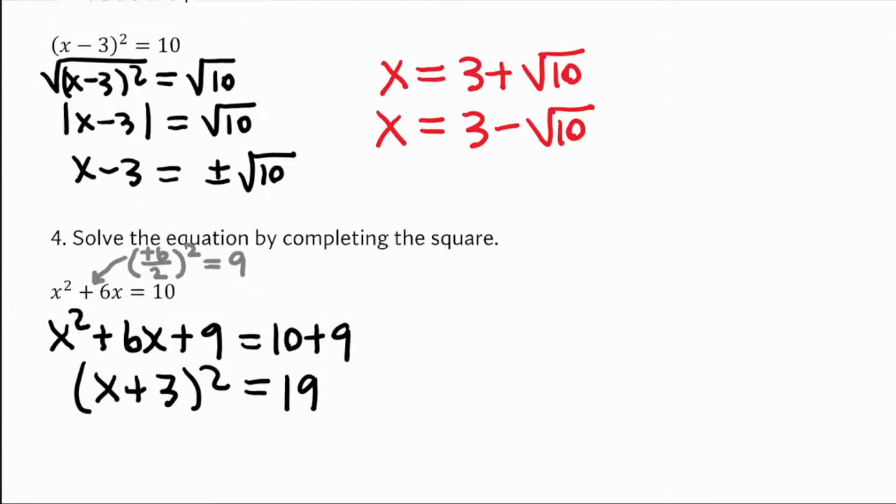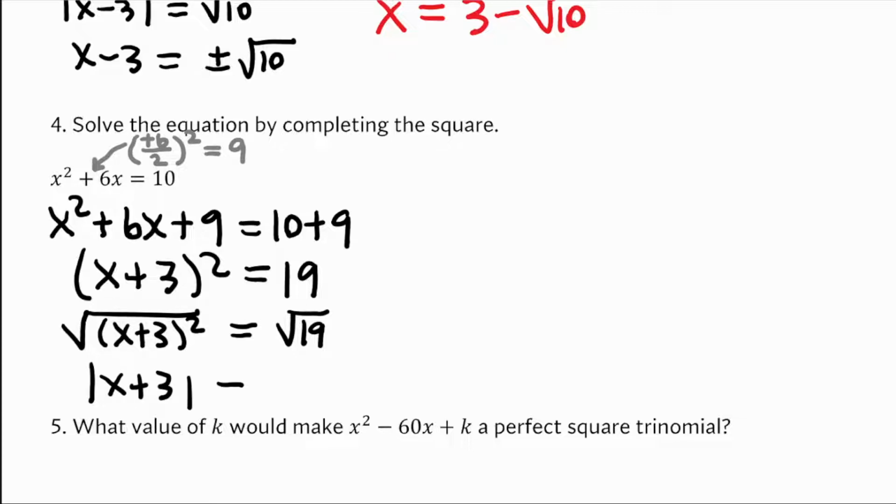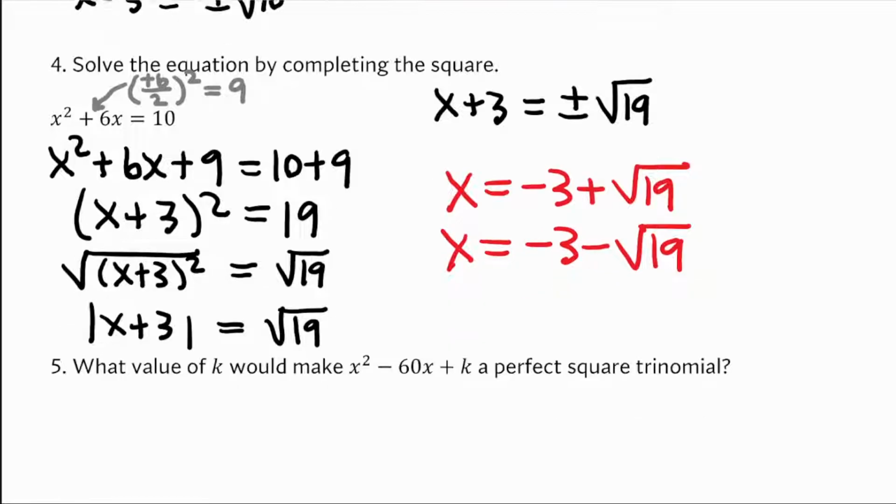And then I'm going to do the exact same thing I did up there once I got it down to that. I'm going to take the square root of x plus 3 squared. And that'll be the square root of 19. And then I'll have the absolute value of x plus 3 equaling the square root of 19. Then I'll go back up here and I'll say, alright, then x plus 3 has to be plus or minus the square root of 19. And I'll subtract 3 from both sides of that equation to get both of my solutions, and I'll say x equals negative 3 plus the square root of 19, or x equals negative 3 minus the square root of 19.